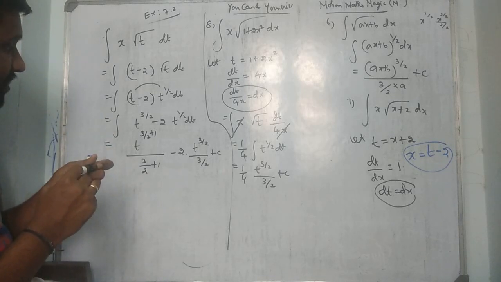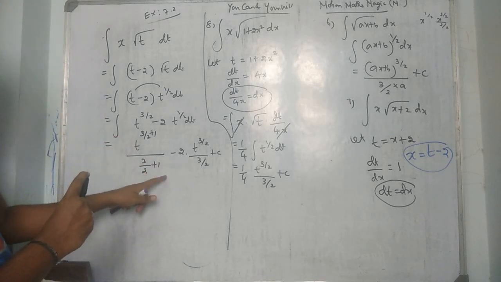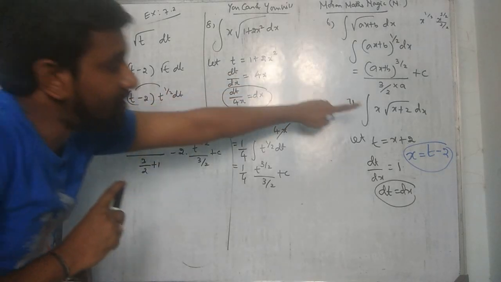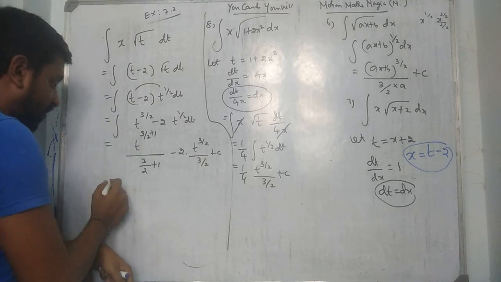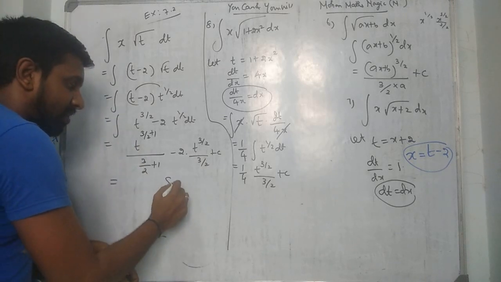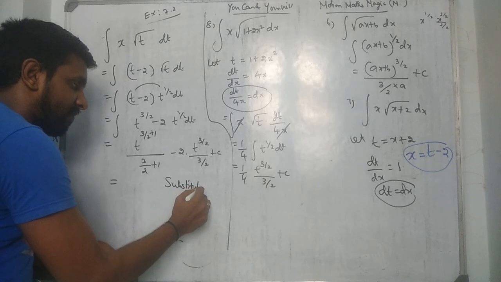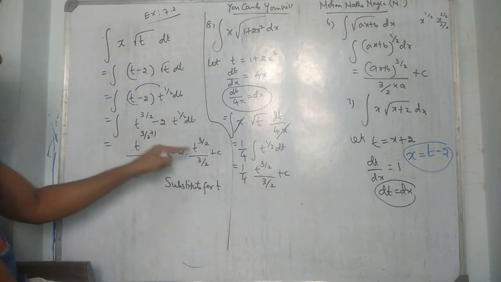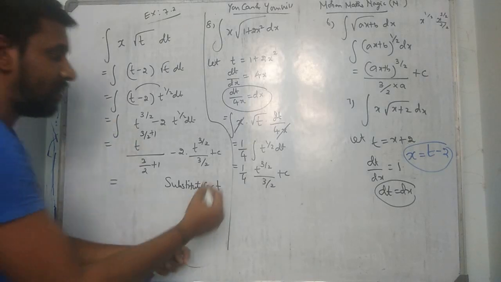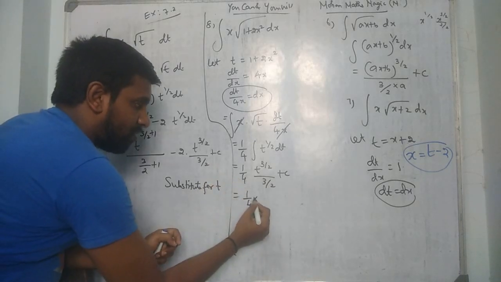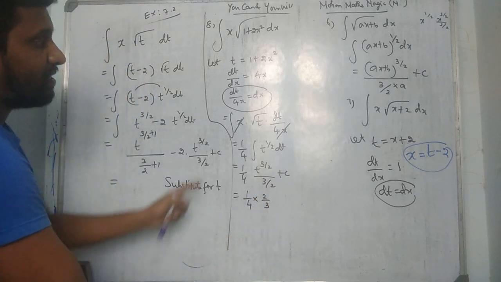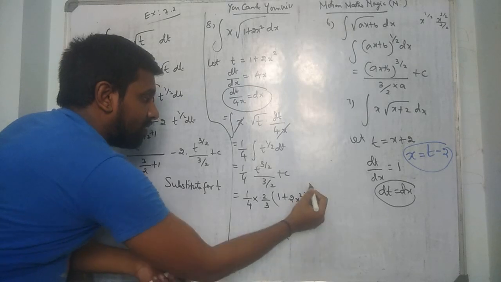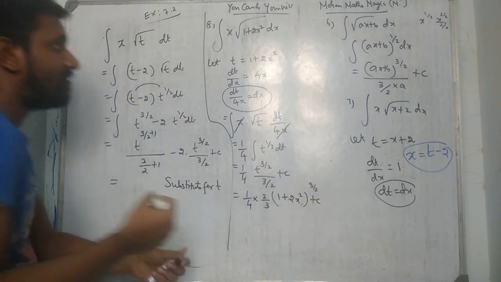No, see, I have made a mistake. Here also I have made a mistake, because I have completed the answer in t, but the question asked is in x. So I have to substitute for t. Don't forget that in the previous sum you have to substitute for t. In place of t I will get x plus 2. So here x plus 2, here x plus 2. Don't forget that, 1 mark for that one. So here also 1 upon 4, 2 by 3, and in place of t I have to substitute 1 plus 2x square power 3 by 2 plus c. Like this you have to complete.